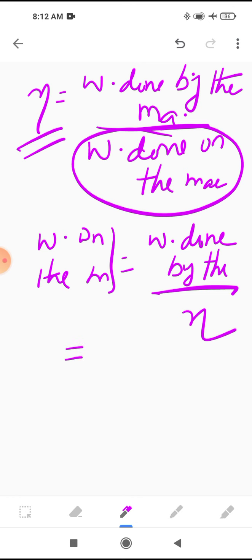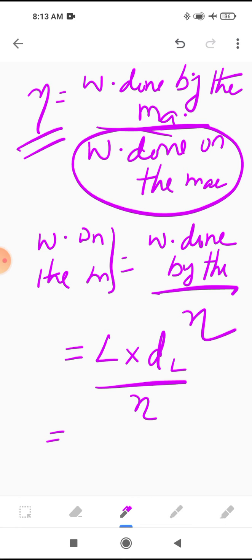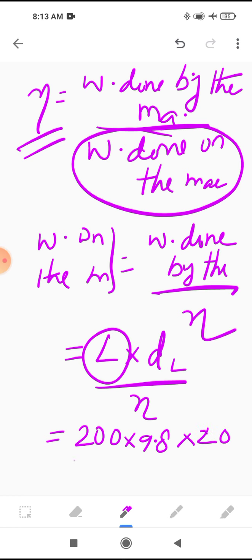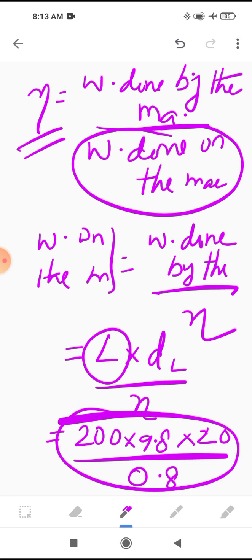Now how will you find out work done by the machine? That is load into displacement of load upon efficiency. So load is 200 kilogram force. So you have to convert it into Newton, multiply with G. It is given 9.8. Load is given in the question in kilogram force unit. To convert it into Newton, multiply with G. Displacement of load is given as 20 upon efficiency is 0.8. When you do this calculation, you will get work done on the machine.